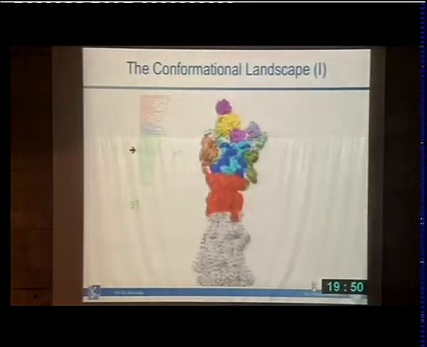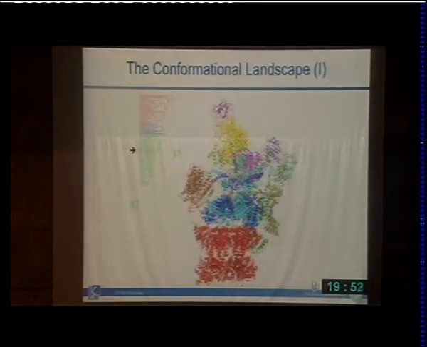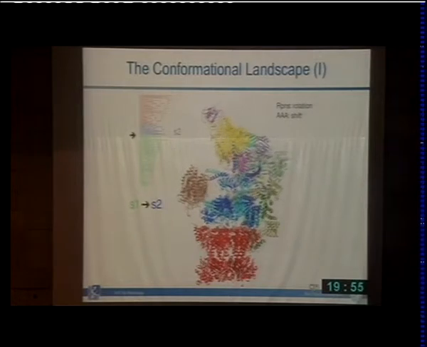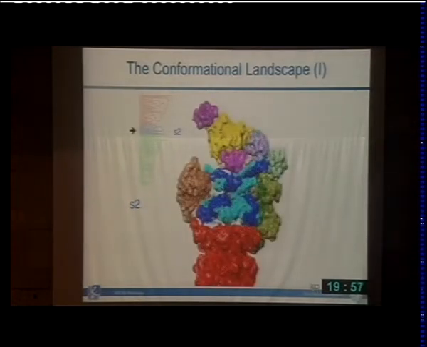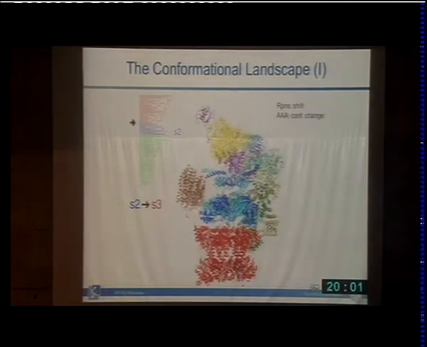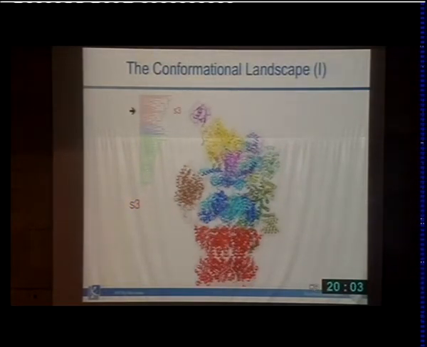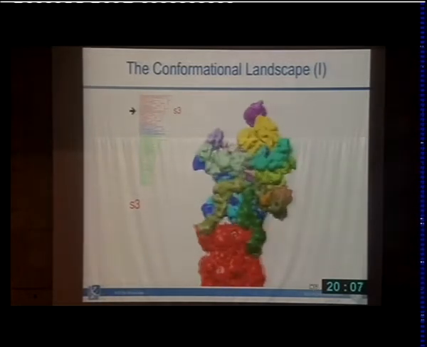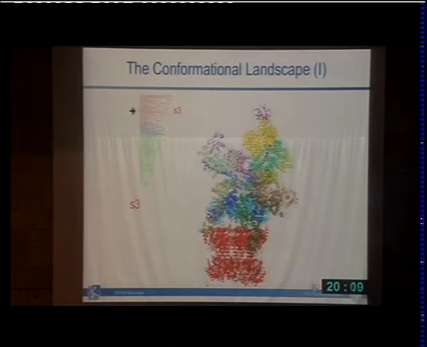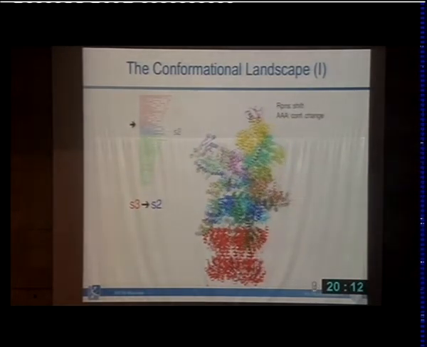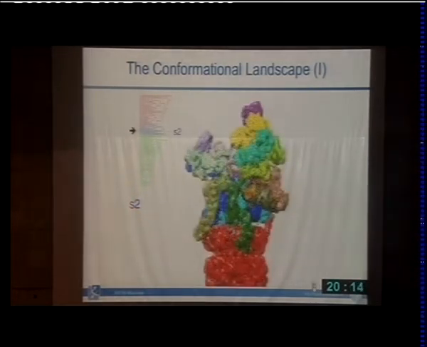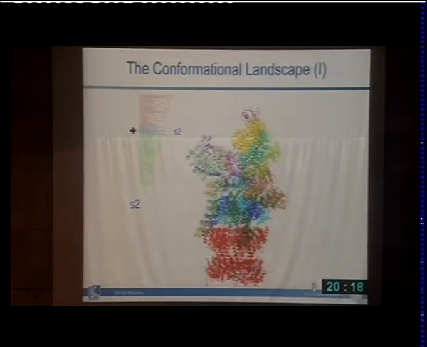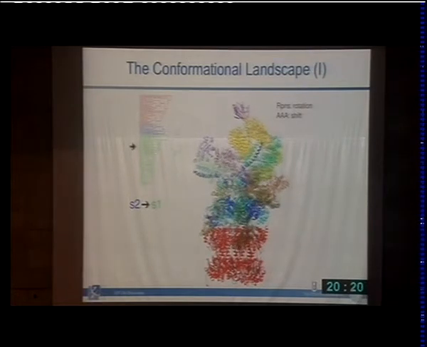So I think what I will do now is I will just give you a glimpse of the dynamics. So what we have done is we have, using a data set of 4 million particles, performed a very deep classification. Now, I think I might need to repeat that. Basically, that is the result of the classification, and we came to the conclusion to divide it roughly into 3 different conformations, S1, S2, and S3. I will explain that in a little bit more detail.